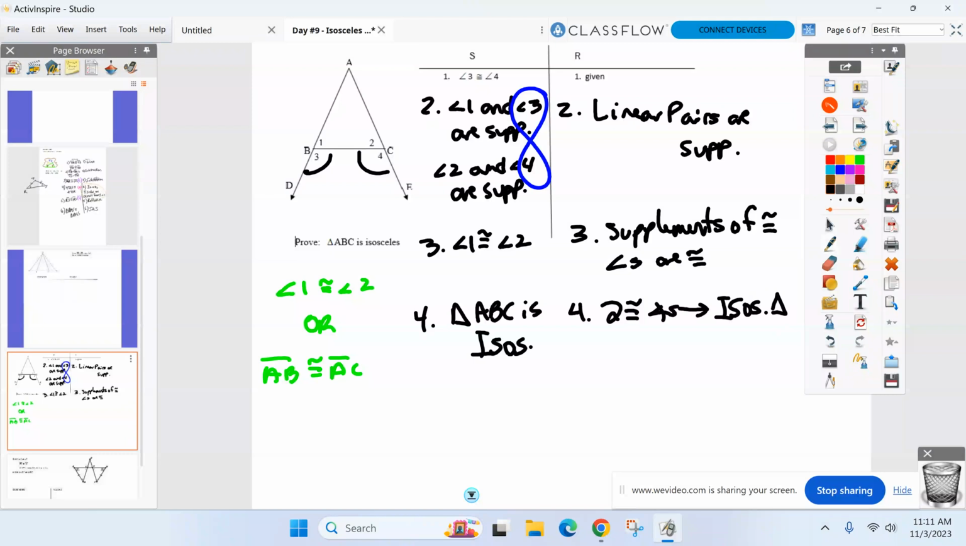Okay, so that's how I'm going to show it's isosceles. I don't need both the sides and the angles. I just need one or the other.